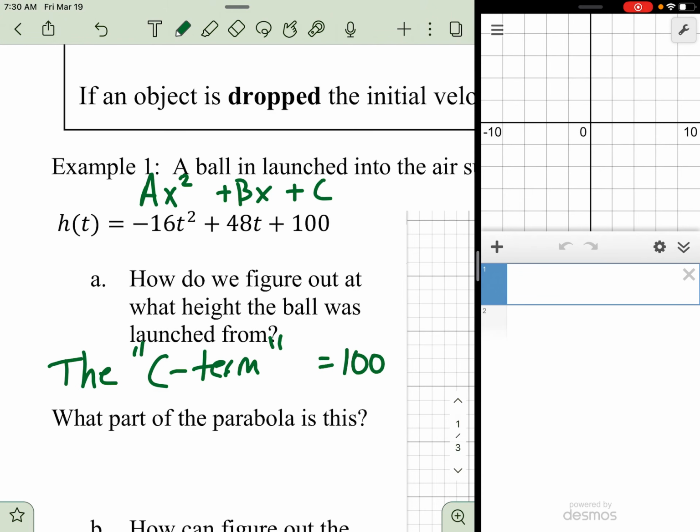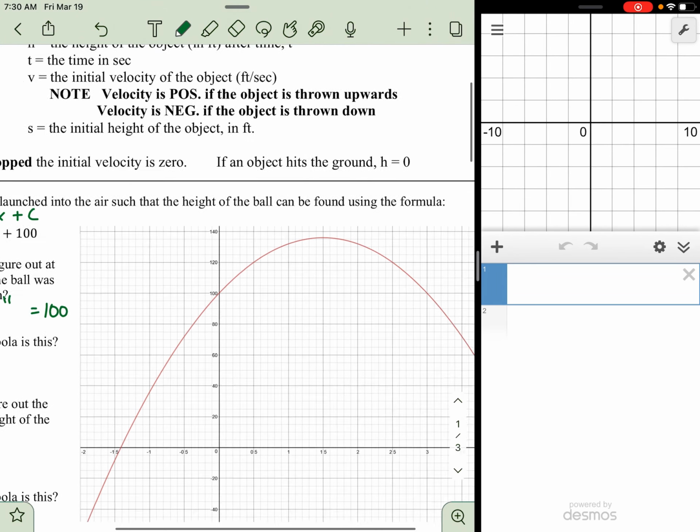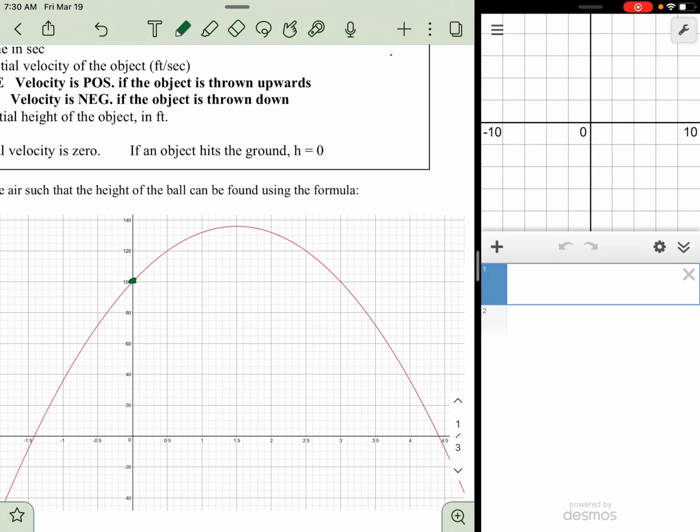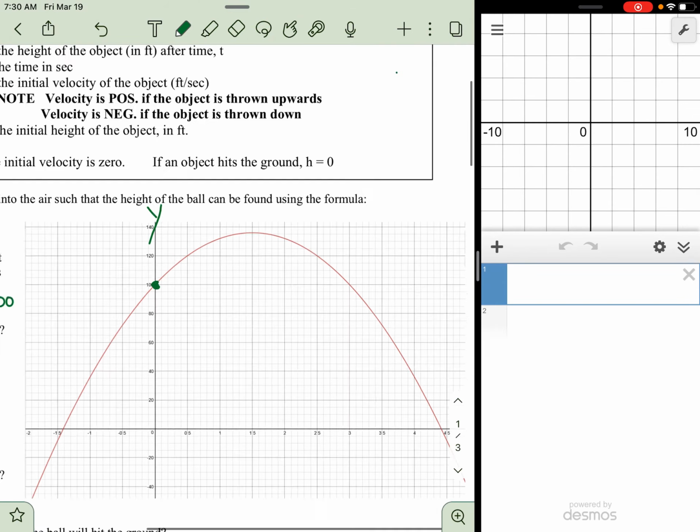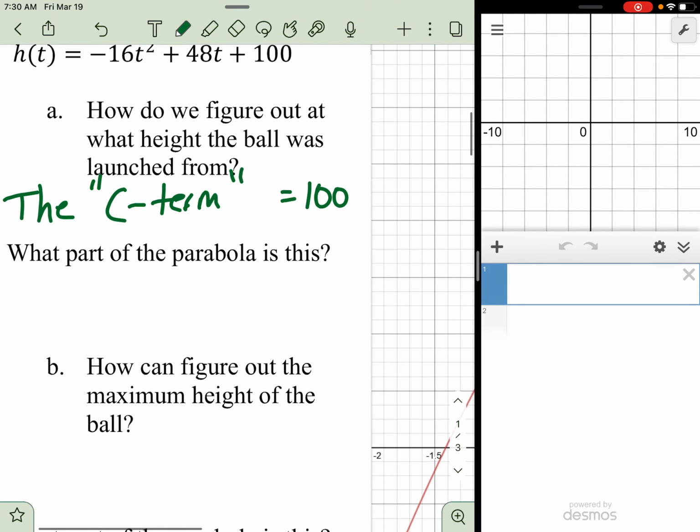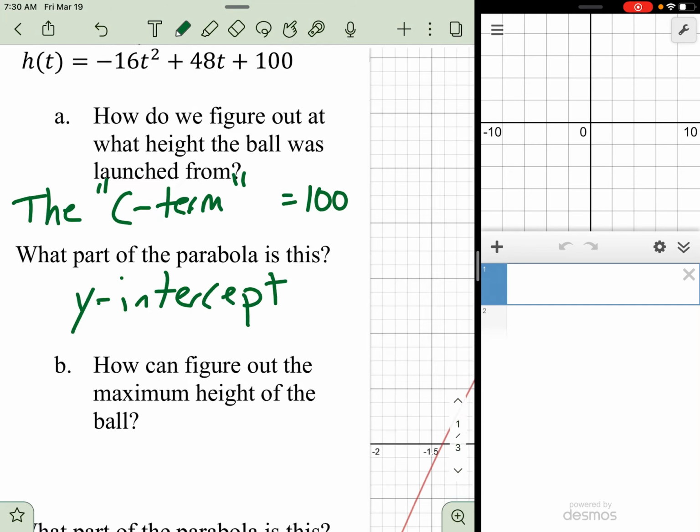So what part of the parabola is this if we're looking at the graph? If you look at the graph over here, you can see that it touches 100 on the y-axis. So in terms of the graph, this would be the y-intercept. The y-intercept tells us exactly where the ball is launched from. Think about a baseball again. If I launch or throw a baseball, it doesn't start from 0 feet. If I'm 6 feet tall, it's probably going to start from about 6 feet or maybe a little bit above if I throw it from above my head.